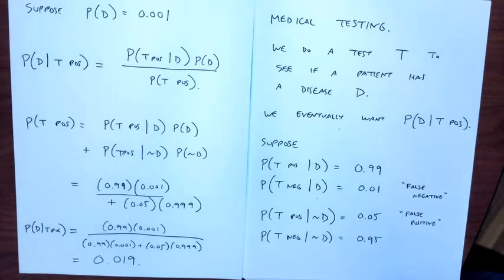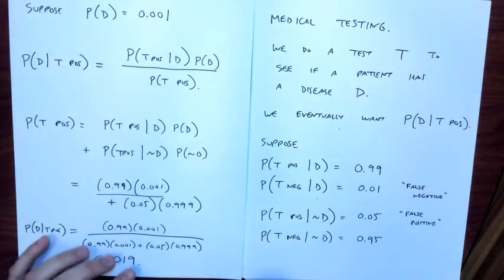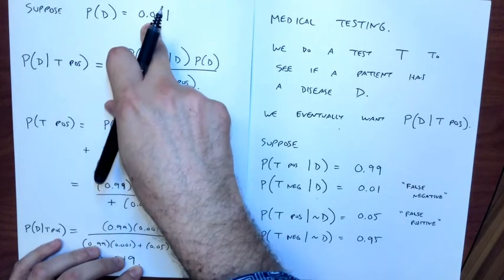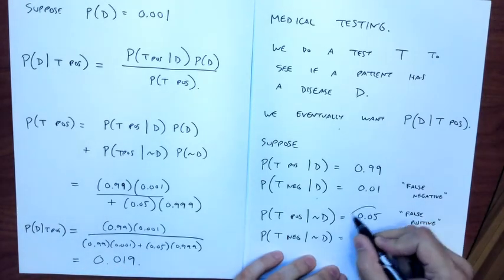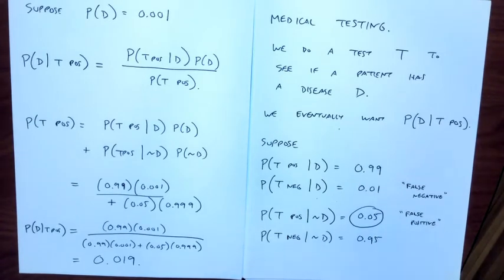What would I need to do to make this test better? Well, I can't change the probability of disease, right? That's something that's fixed in the world. The only thing I can do is try to make a better test. What I really should want to do is drive this number to be much, much lower than it is, right?